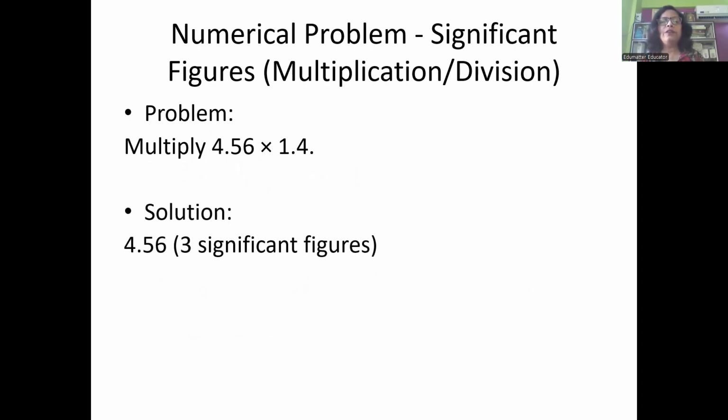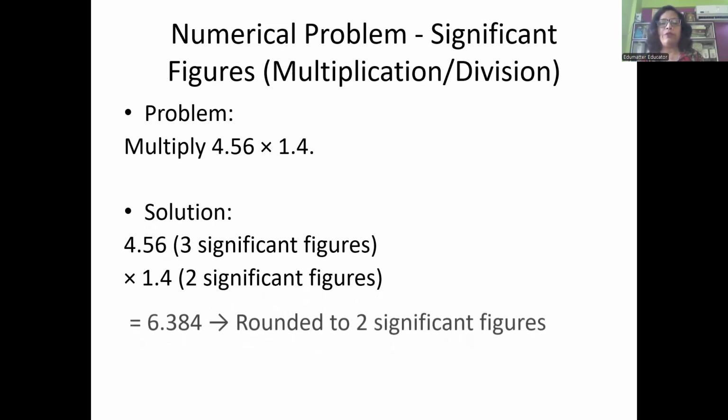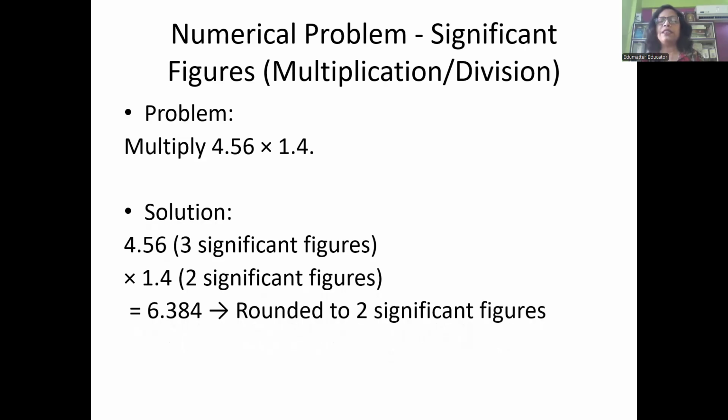So the solution: 4.56 has 3 significant figures, 1.4 has 2 significant figures. If you multiply, you get 6.384, which has 4 significant figures. The answer should be rounded to 2 significant figures, that is the least number of significant figures present in the question. So the final answer will be 6.4.